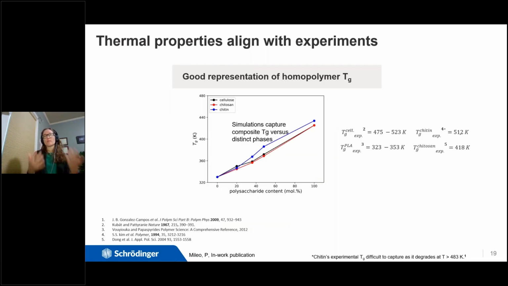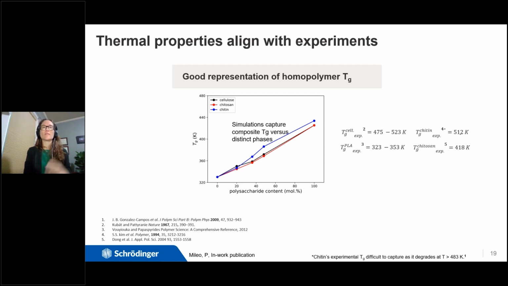So now we have a lot of information about the structure and what's happening within these natural polymers, but how does it impact the properties? The first property we're going to look at is glass transition temperature. We could take, again, all these structures, the homopolymers and the mixtures, and look at what the glass transition temperature is by cooling the structures and looking where that transition happens.